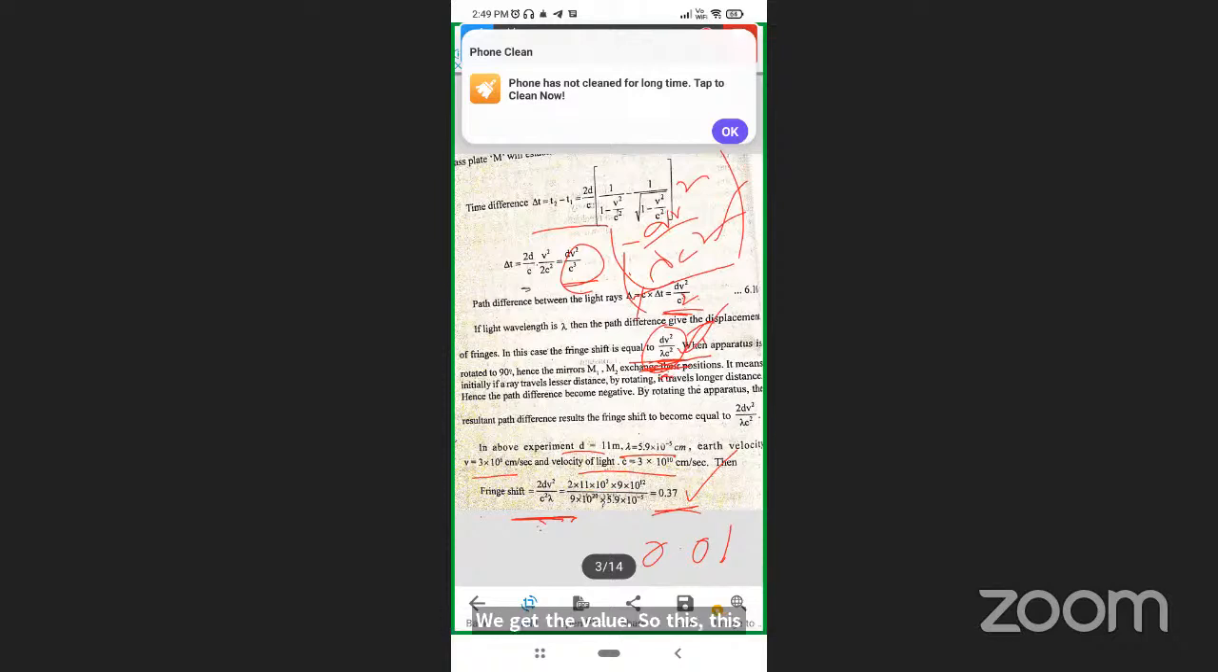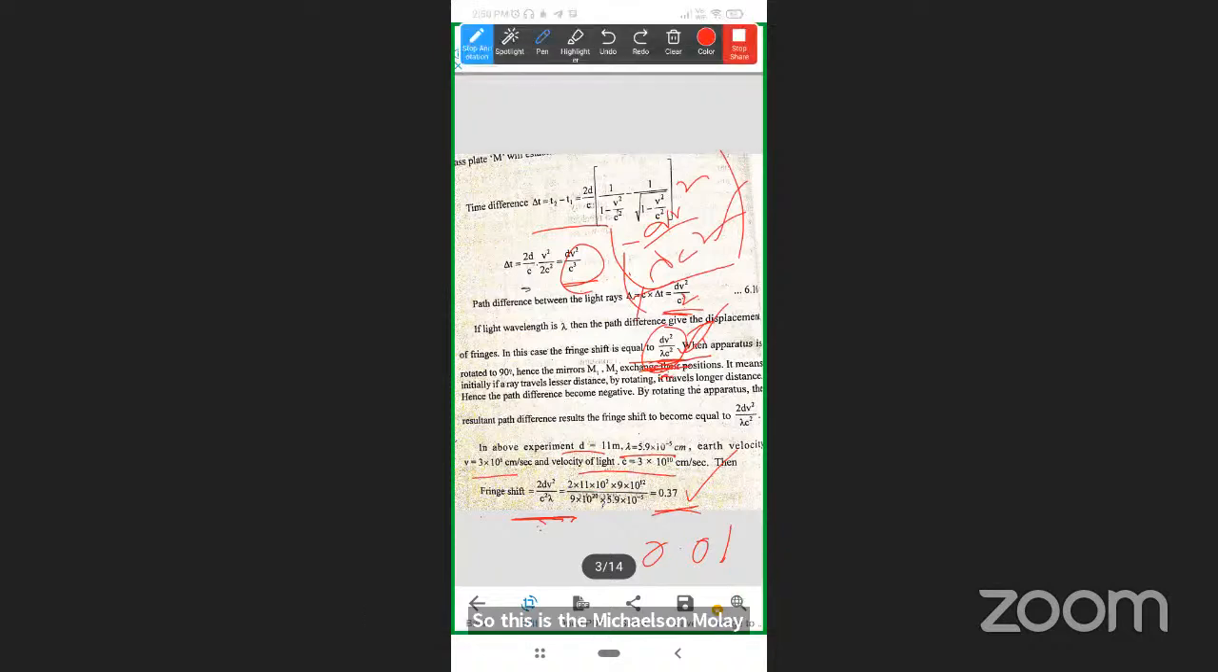They repeated this experiment at different points on the Earth's surface and in different seasons of the year, but they could not detect any measurable shift. So it was a null or negative result. So this is the Michelson-Morley experiment.